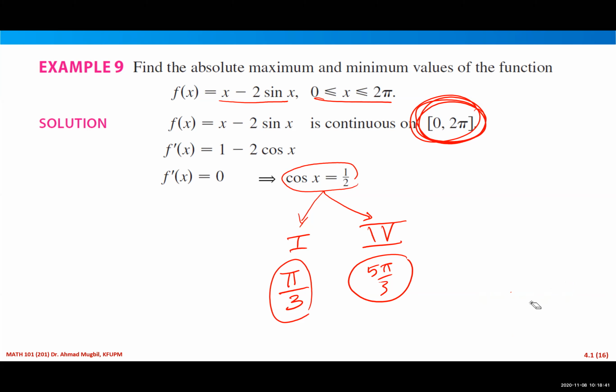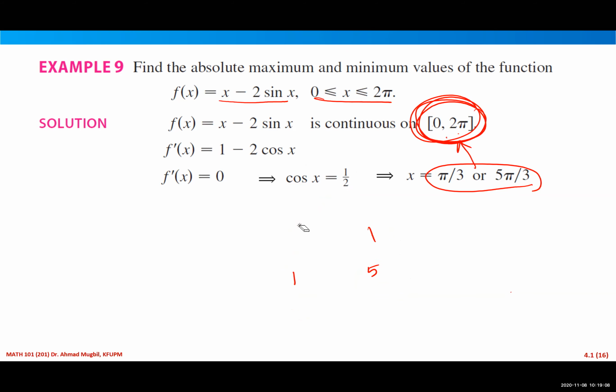Of course someone may ask, why didn't I say negative pi over 3? Because look here, it is between 0 and 2 pi. It should be greater than 0, not less than 0. You cannot use the negative angles here. So x is pi over 3 and 5 pi over 3. And for sure, you need to check whether they are in the interval, and also that you take all the numbers inside this interval. You didn't forget one of them. So now these are two critical numbers.